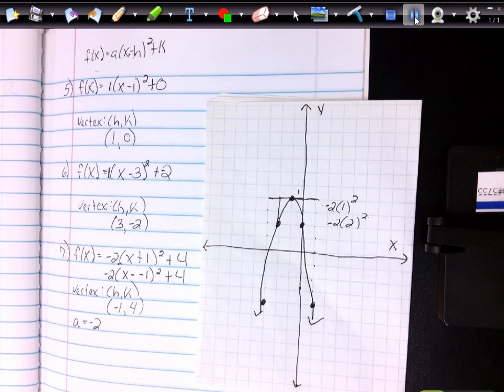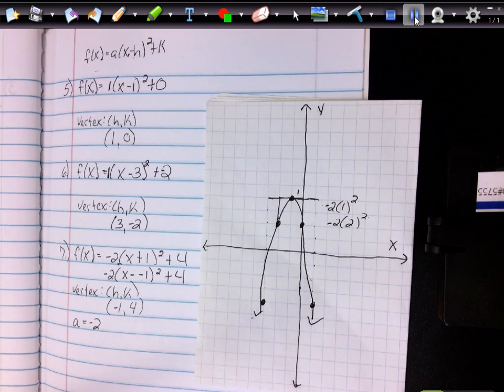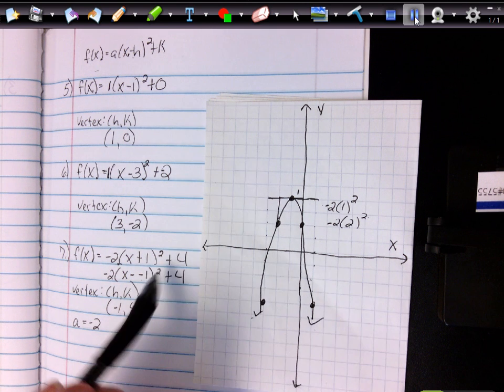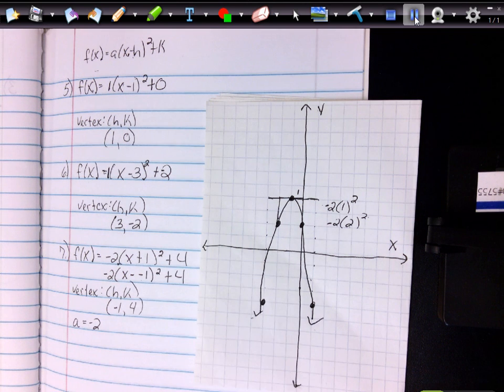Hopefully your U shape looks a little bit better than mine. Make sure that you have arrows pointing down. Please make sure that you have all of this in your graph before you move on.